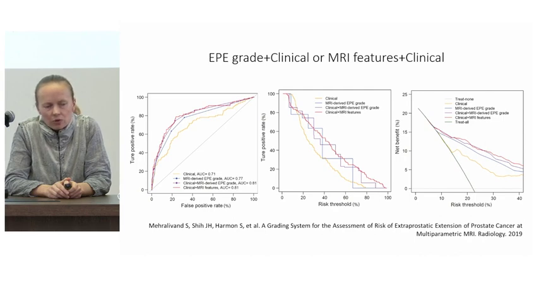The blue one with dots is a separate EPE-grade MRI model, and all the others, red and violet, are a combination of EPE-grade and clinical factors, or just separate MRI features with clinical factors. So two different weapons are better than one.